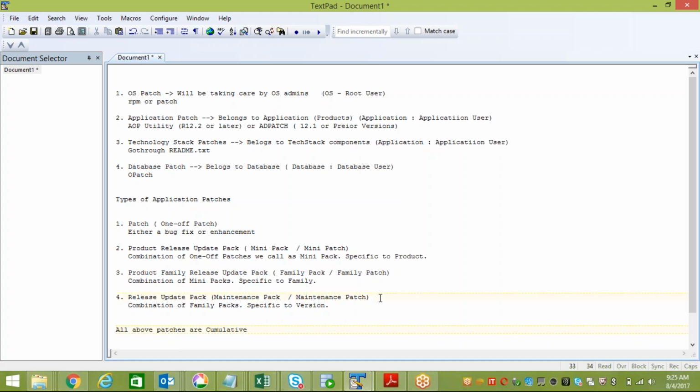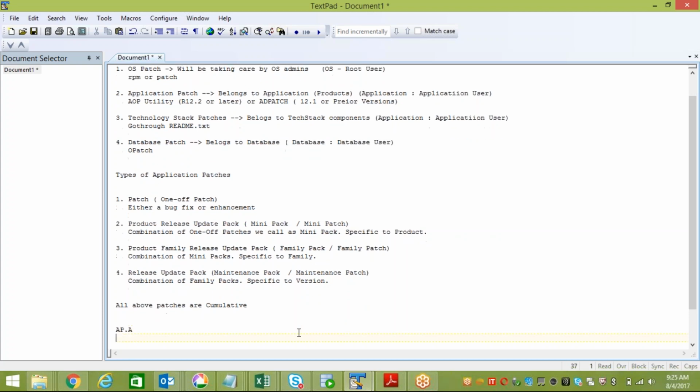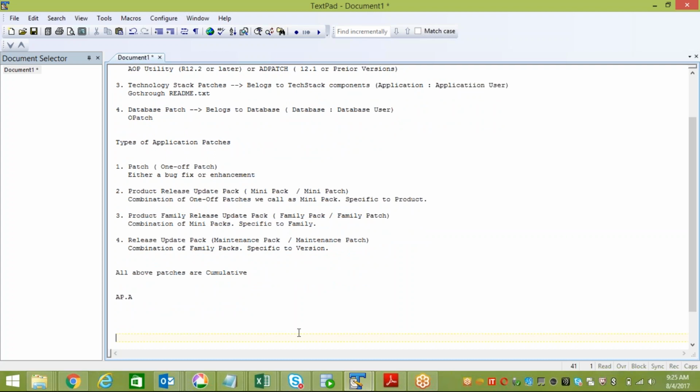Okay, suppose you are at ap.a, and now you got a patch ap.d. Basically, in ap.b they have introduced some 10 patches, in ap.c they introduced 20 patches. So you are applying ap.d.